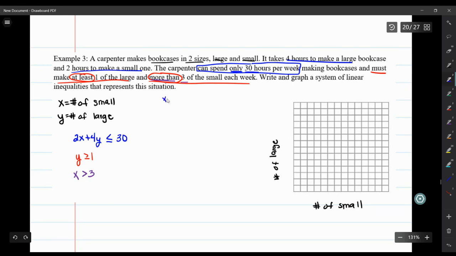So if I find the x-intercept for the blue one, that means my y value is 0. And I'm going to pretend it's an equal sign. When you find the intercepts, pretend it's an equal sign. So 4 times 0 is 0. So all I have is 2x equals 30. To get x, we're just going to simply divide by 2. We get x equals 15, which means my intercept is (15, 0). So for my y-intercept, we're going to make x 0.